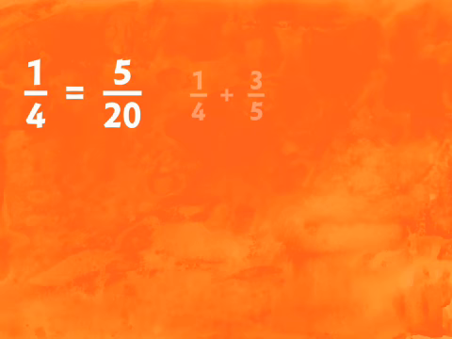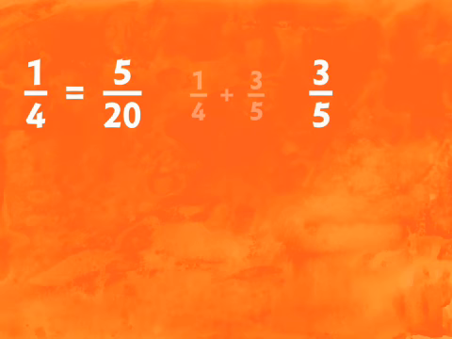Remember that to write an equivalent fraction, we multiply both the numerator and the denominator of the fraction by the same number. Let's see. 4 times what number is 20? 4 times 5 is 20. 1 times 5 is 5. So 1/4 is equivalent to 5/20.